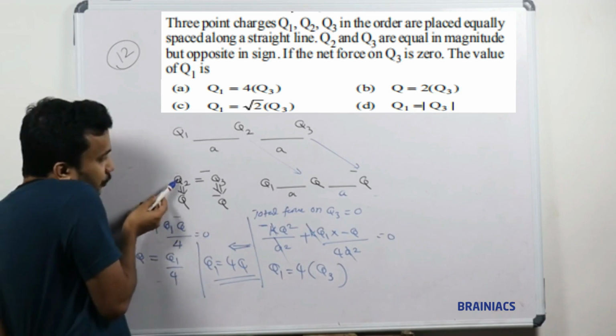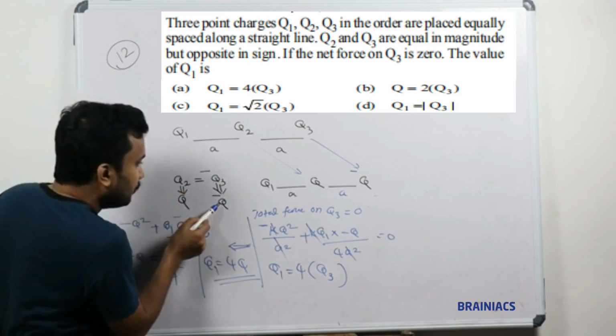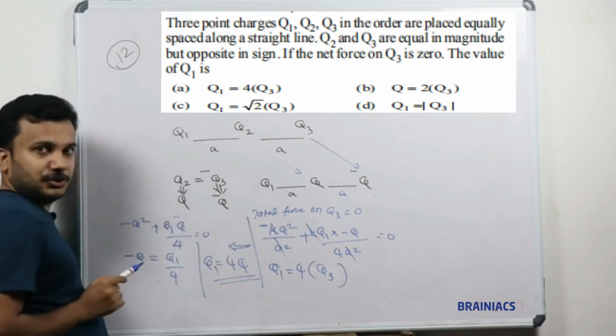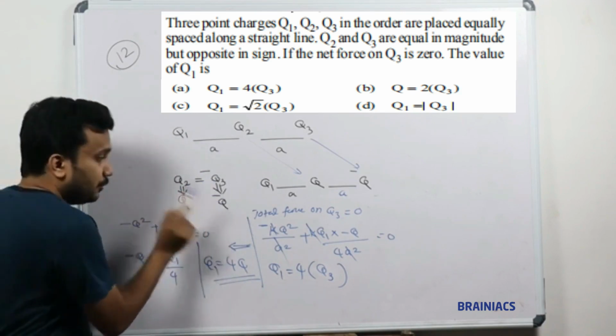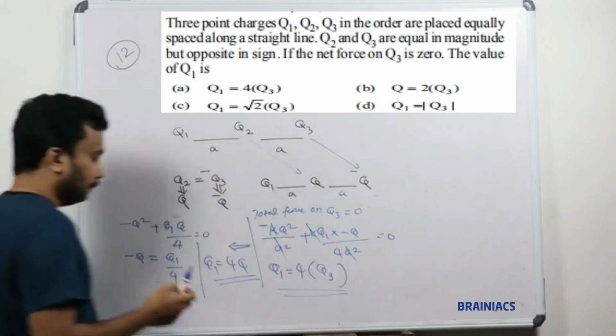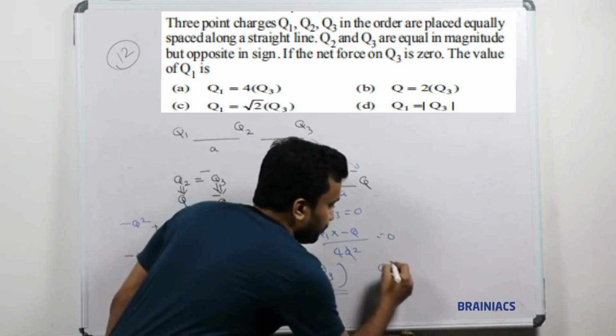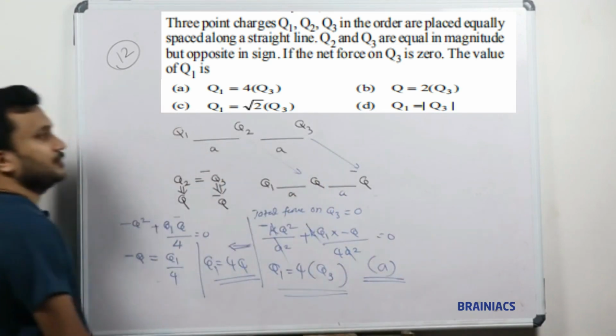I assumed Q2 is equal to Q, so Q3 is equal to minus Q. Minus Q3 is equal to minus Q, so plus Q3 is equal to plus Q. So Q1 is 4 into Q3. This matches with your option A. So option A is the right answer for this question.